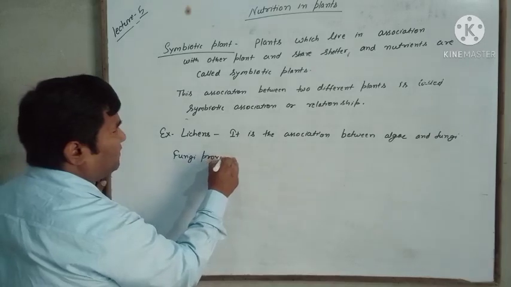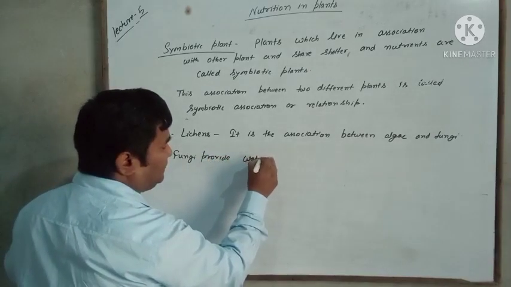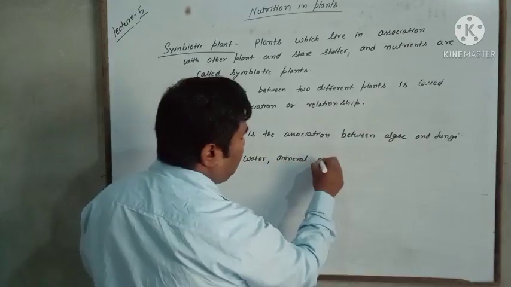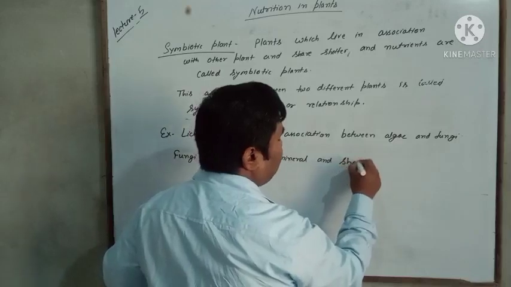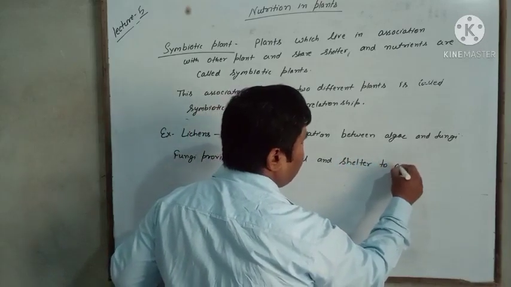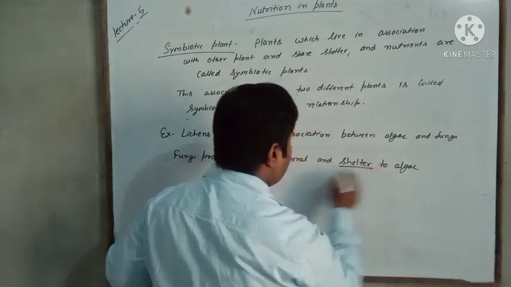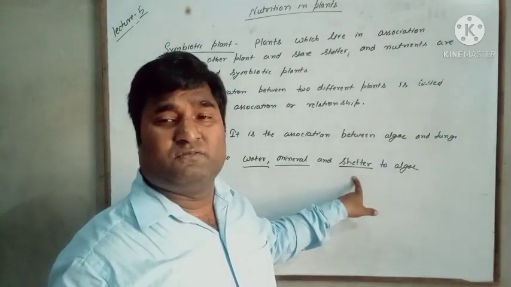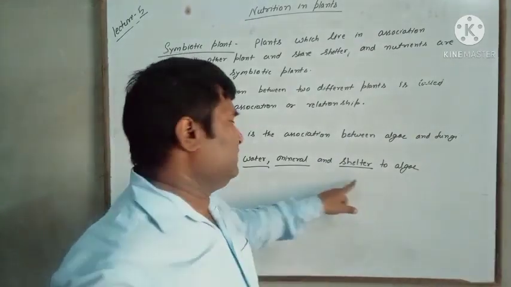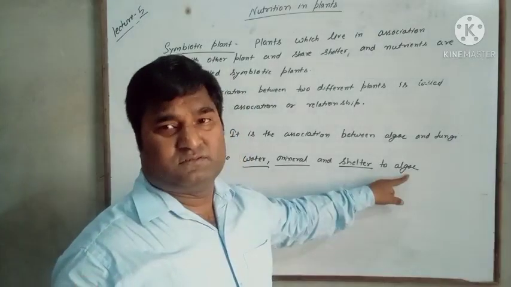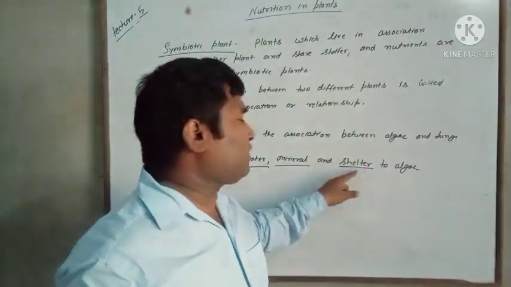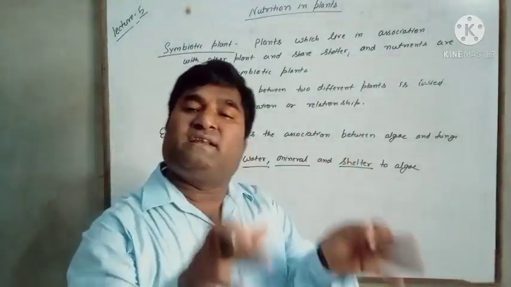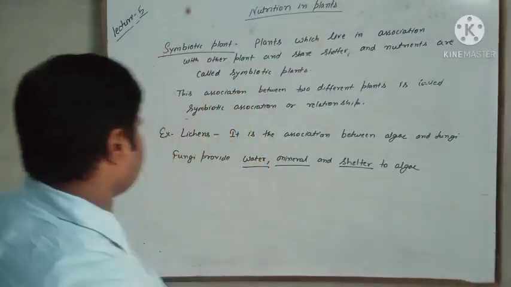Fungi provide water, minerals and shelter to algae. You will say, sir, what is shelter? You know that any plant holds the ground with the help of its root only. So if algae do not have a root, how will it hold the ground? So it will need a firm area where it can stay. So this is called shelter.